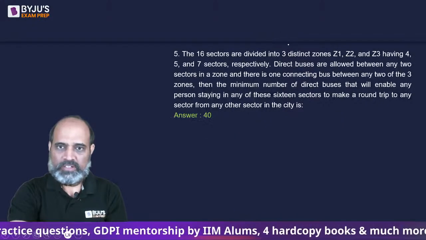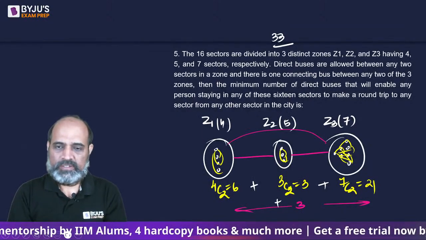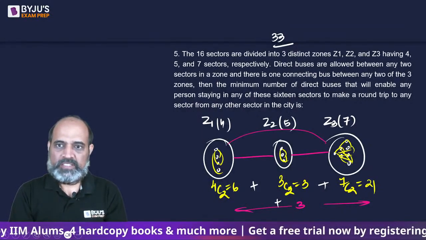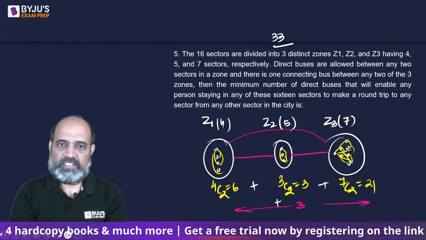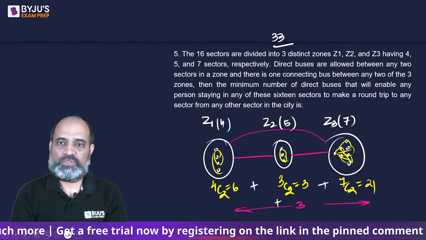Hold on. Direct buses are allowed between any 2 sectors in a zone, and there is one connecting bus between any 2 of the 3 zones.